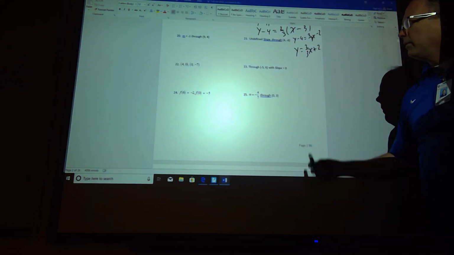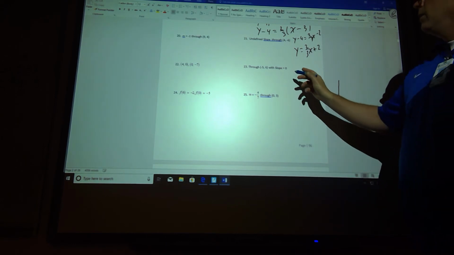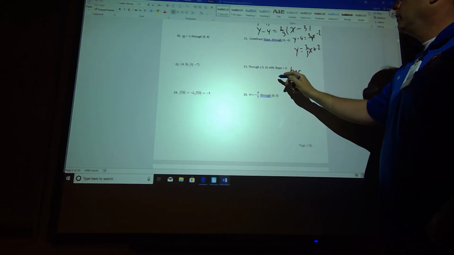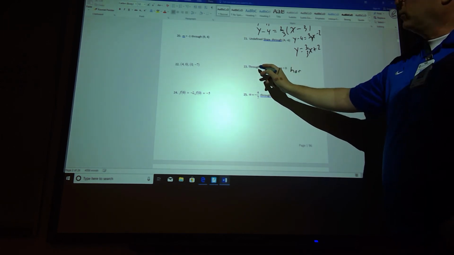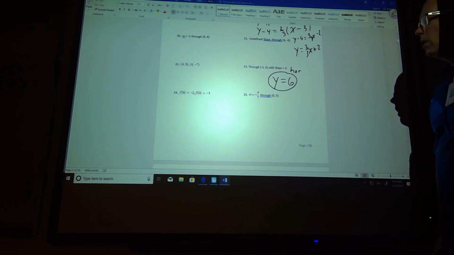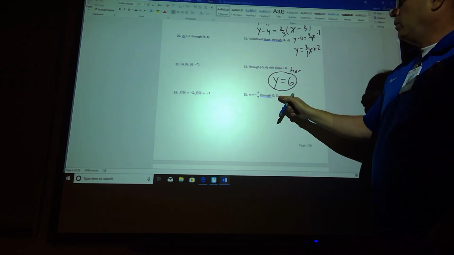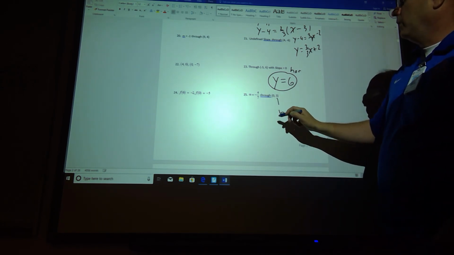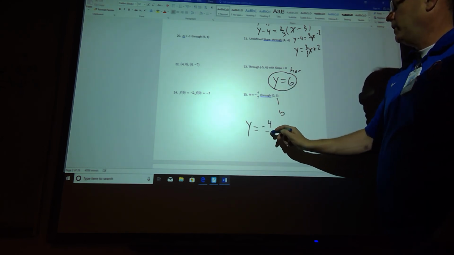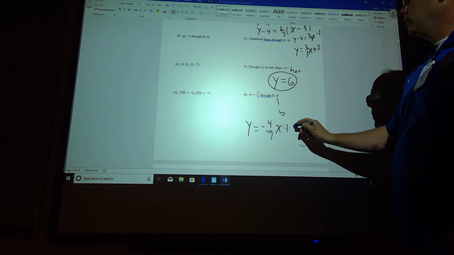Number 23, we have a slope of 0. If I already have a slope of 0, we know it's got to be a horizontal line. So that's just going to be y equals whatever the y value of our point is, so y equals 6. 25, it goes through this, so that's actually the y-intercept, so that's going to be a b value right now because it's 0, 3. So I have y equals negative 4 over 7 x plus 3.